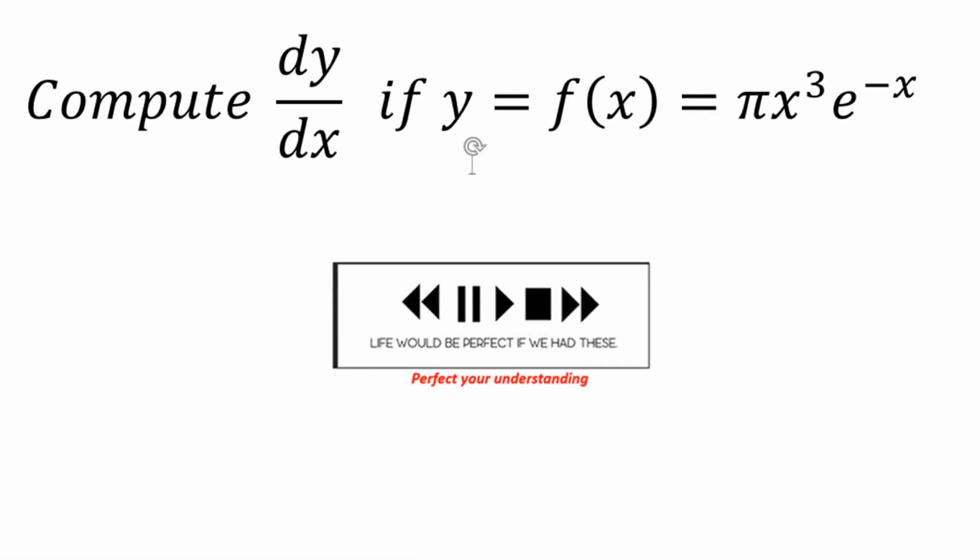Here's another example. This allows you to practice a little bit with our new derivative e to the x. So you want to compute dy dx if y is equal to f of x is pi x cubed minus e to the minus x. You know what to do. Let's see how you did.